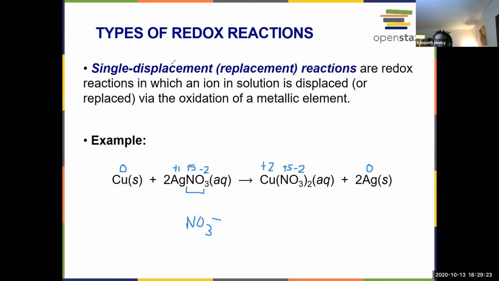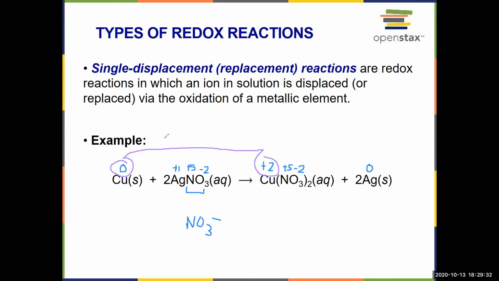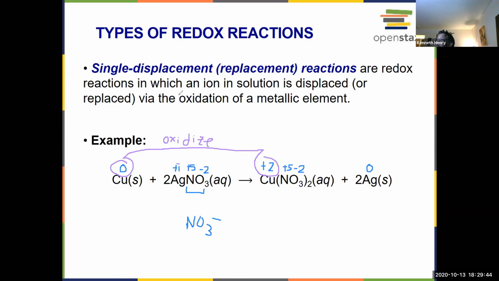So who's being oxidized and who's being reduced? We're going from 0 to +2. Oxidized. And the silver is going from a +1 to 0. Reduction.